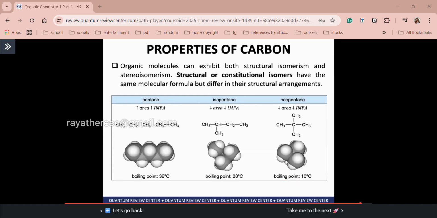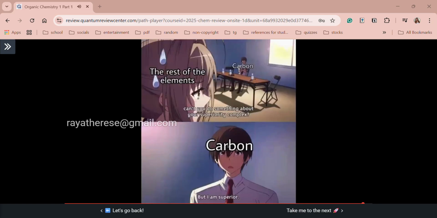Okay, so class, that's it for the properties of carbon. Let's have a recall again. First property, tetravalency. Second, ability to form single, double, and triple bonds. And lastly, catenation, the ability of carbon to form linear, branched, and cyclic structures. Ayan. Class, right? Carbon has such main character energy. And of course, in organic chemistry, it is very evident. See the meme? The superiority complex of carbon. Remember, because of its properties, it also affects the chemical properties, particularly the chemical reactivity of your carbon compounds. Alright? So class, that's it for our first set of topics.